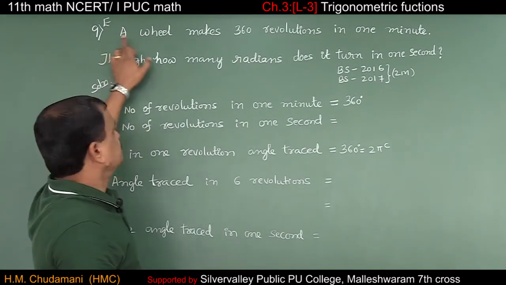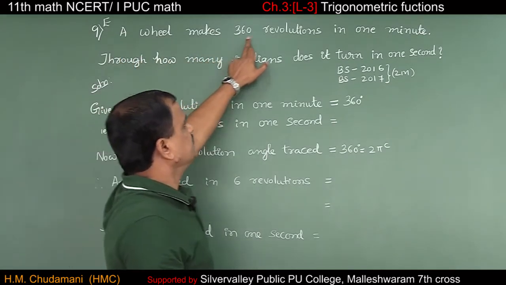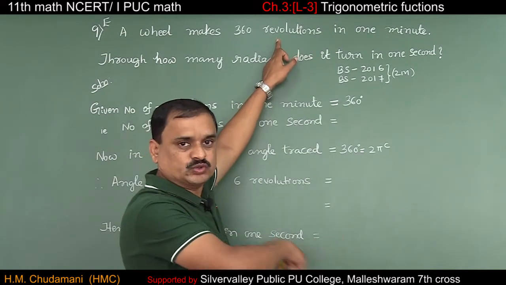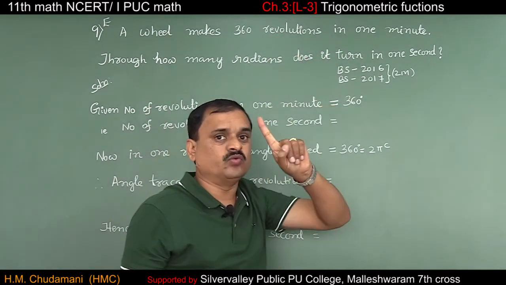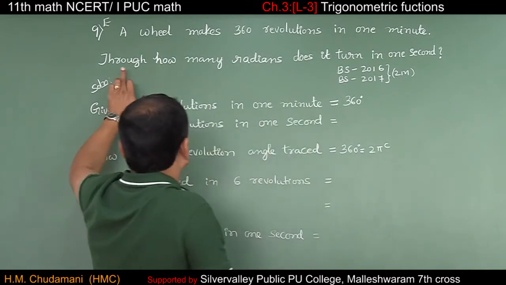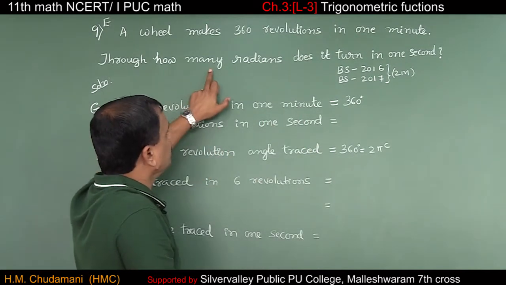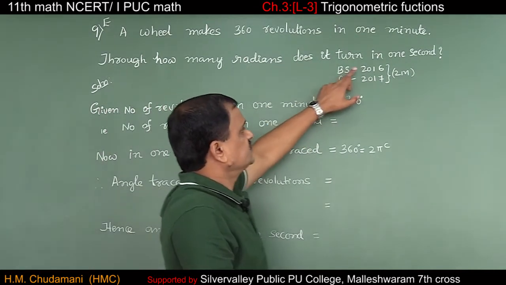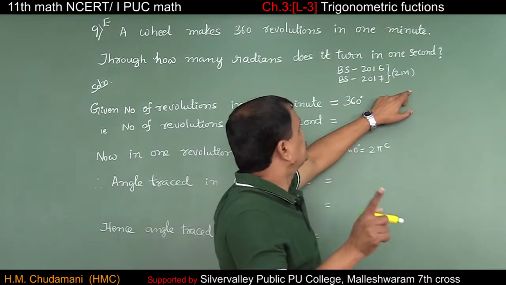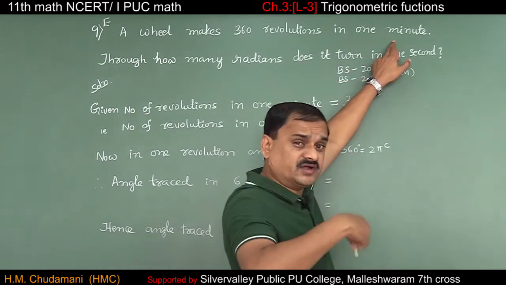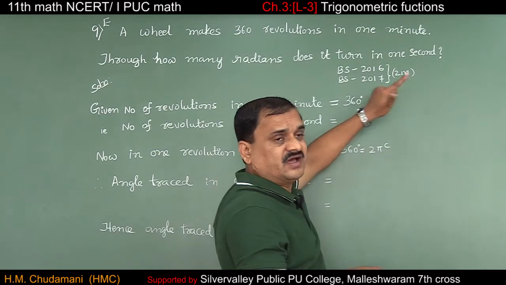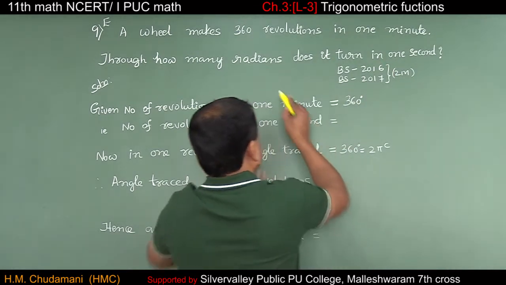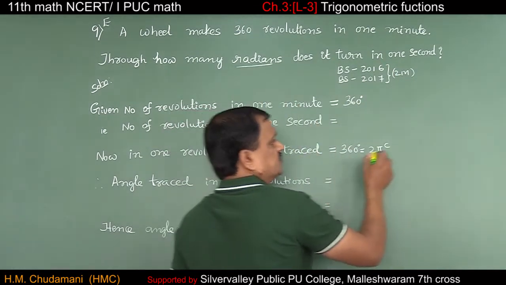Ninth one, an exercise problem. A wheel makes 360 revolutions. Revolution means round. 360 revolutions in 1 minute. Through how many radians does it turn in 1 second? In 1 minute 360 revolutions. In 1 second how many radians does it cover?